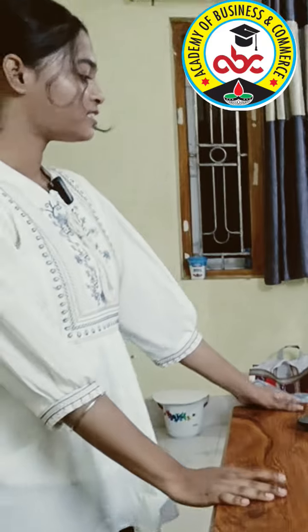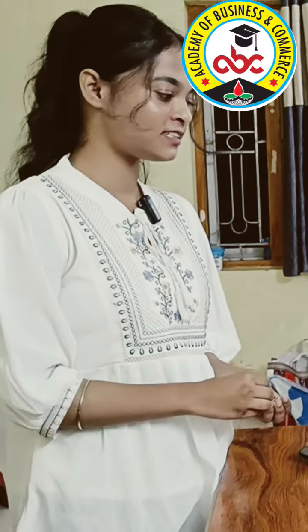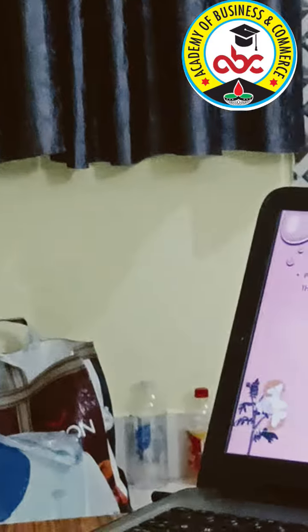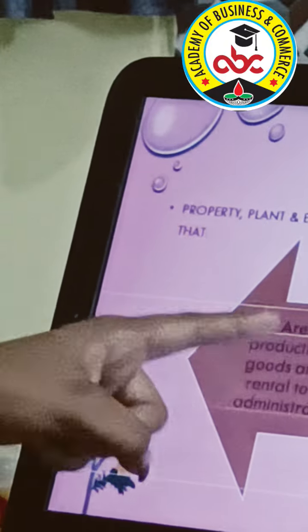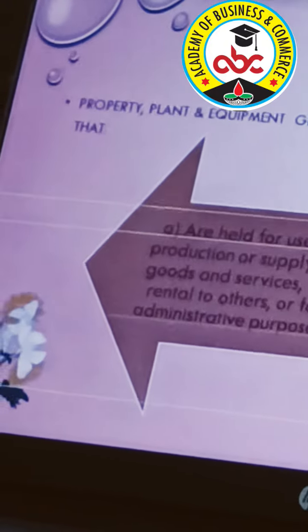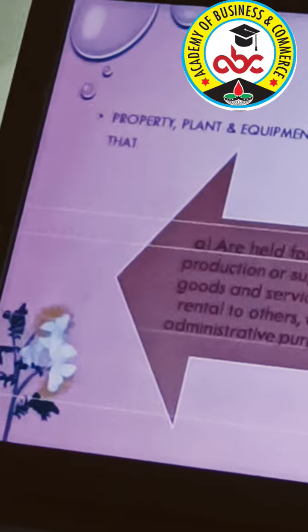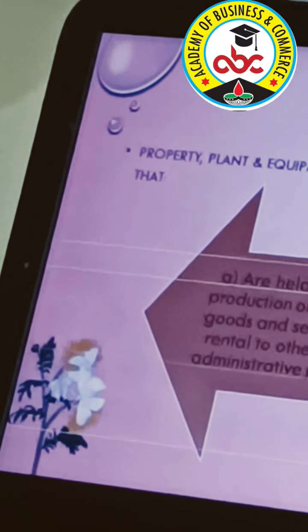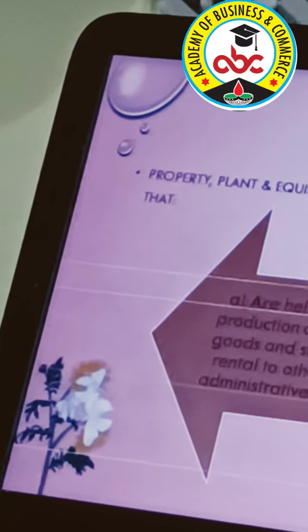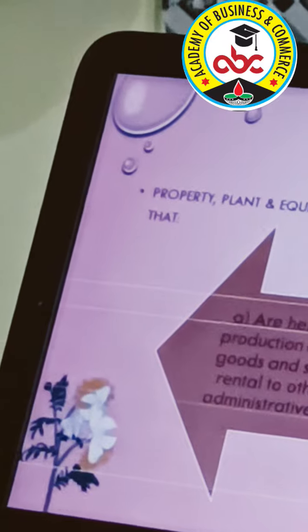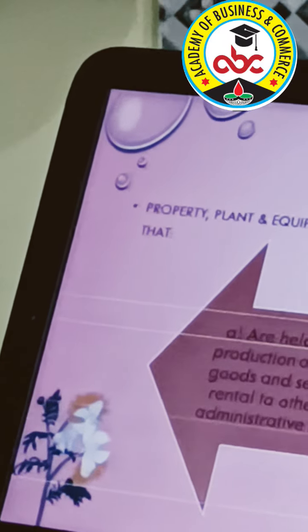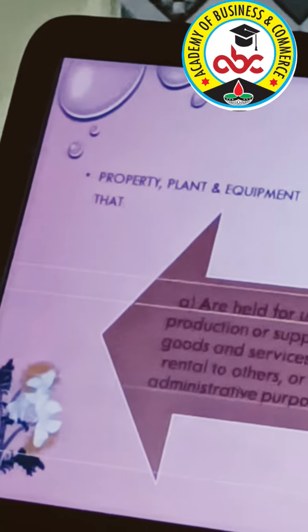Here we go. This is the concept of depreciation. Plant, property, and equipment, which are fixed assets, are known as tangible assets that are held for use in production or supply of goods and services, for rental to others, or for administrative purposes, and that are expected to be used during more than a period of 12 months.